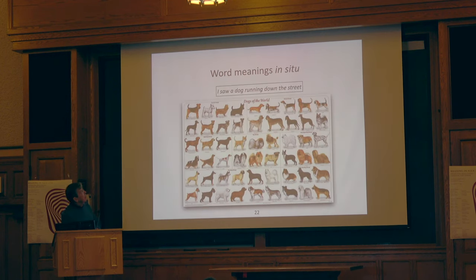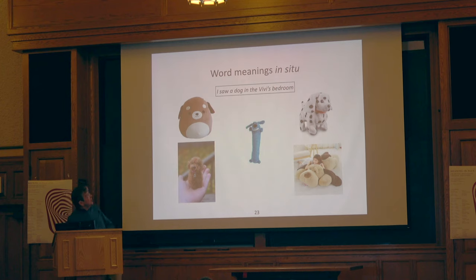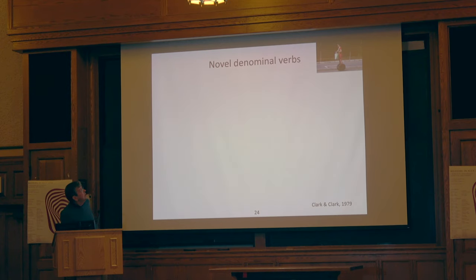So here's, I saw a dog running down the street, but you have no idea which dog or what kind of dog it is without more specification. Or I saw a dog in Vivi's bedroom. That was for Sue here. These are all dogs too, but of course they aren't dogs. These are toy dogs or fake dogs or something like that. There's a lot more I can say here, so I'm not going to do it.